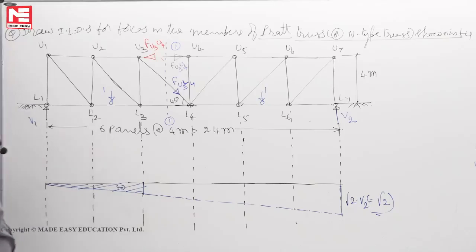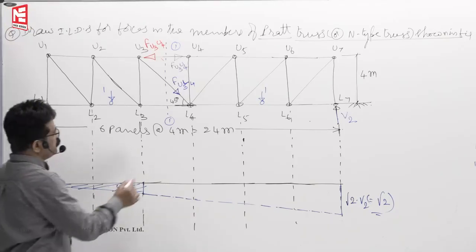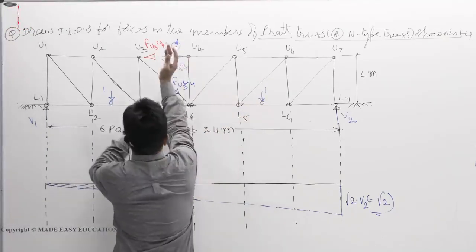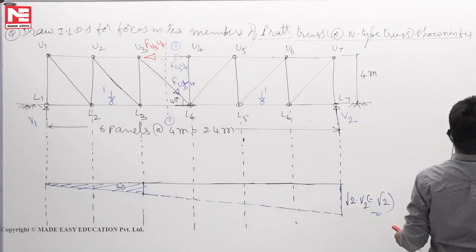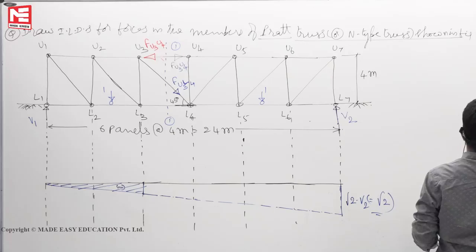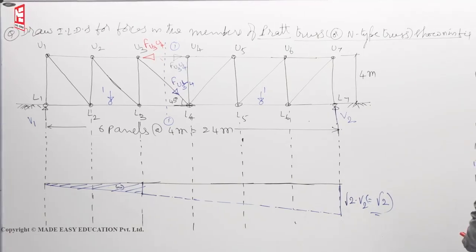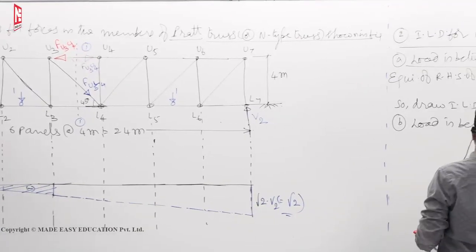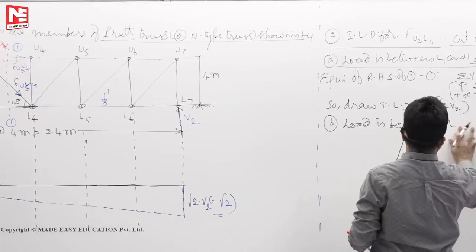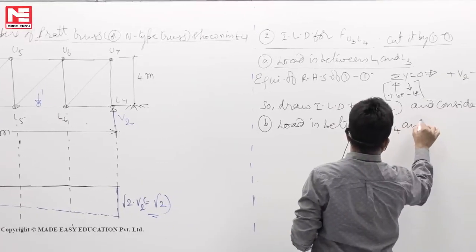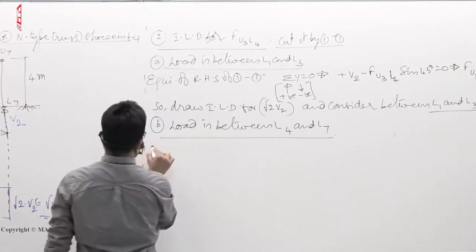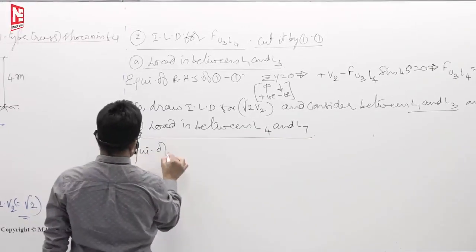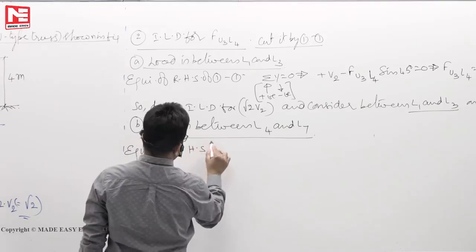Okay. Now let us keep the load somewhere here. Cut it, now look left side. This is now second part. Load is between L4 and L7. Now you will consider equilibrium of LHS of 1 1.